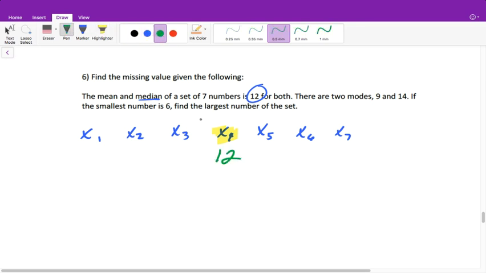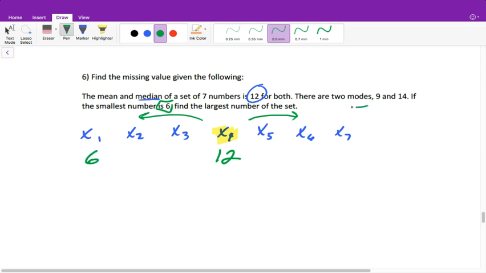Right? Then I know that any number that is less than 12 has to go on the left of it. Any number that's greater than 12 has to go on the right. It doesn't necessarily need to be in the exact order. It just needs to be that the lesser numbers go on the left and so on for the greater ones. Right? So it tells me that the smallest number is 6. So I can fill 6 here.